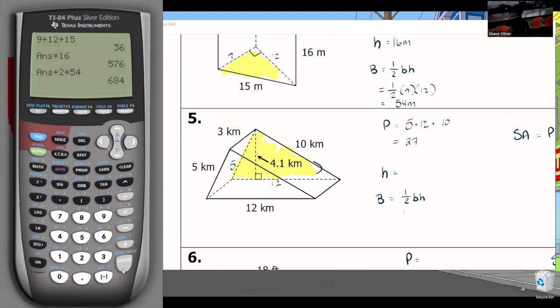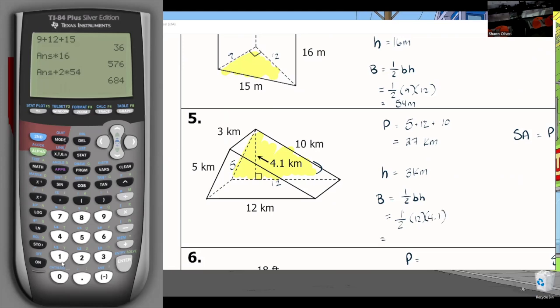Okay. The height of our prism, not the height of our base. The height of our prism is 3. Okay, how far is it from the front to the back? That's 3 kilometers. And then now half the base, what is intersected by that height, which is what's meeting it at a right angle, half of 12 times our height of 4.1.